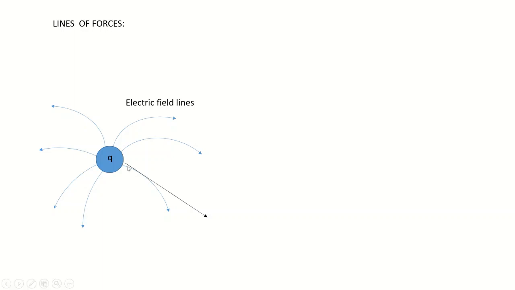As you can see, we draw a tangent here on this curved line, and the tangent which touches the curve at that point gives the direction of the electric field. The tangent drawn at that particular point is the direction of the field at that point. Maybe at the next point we will get a different direction.